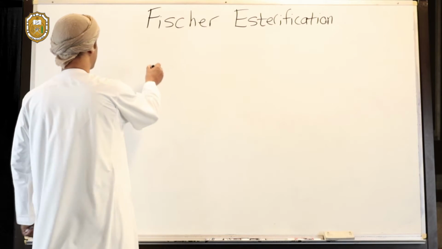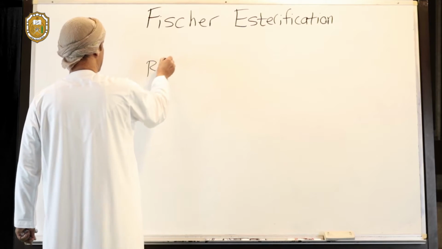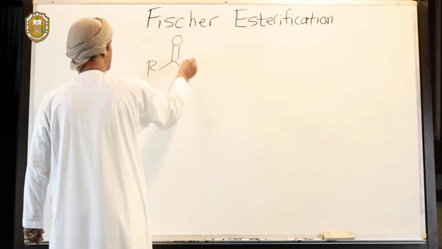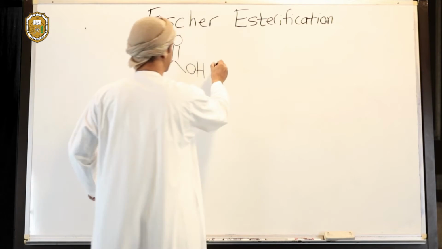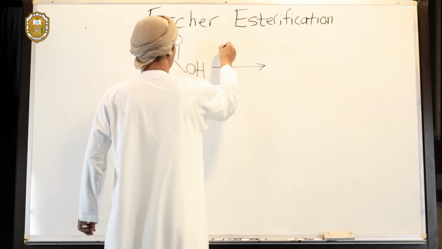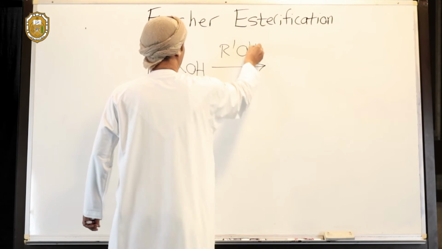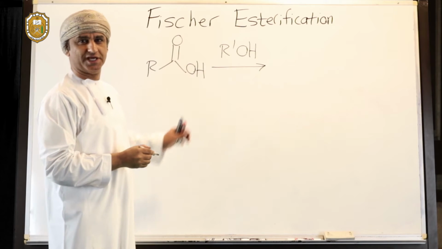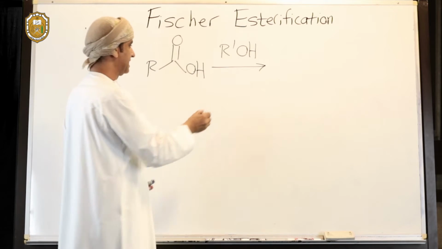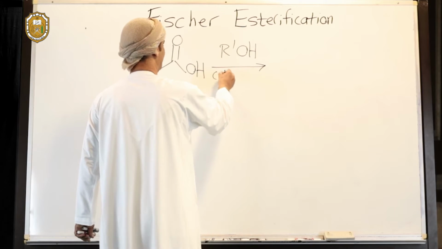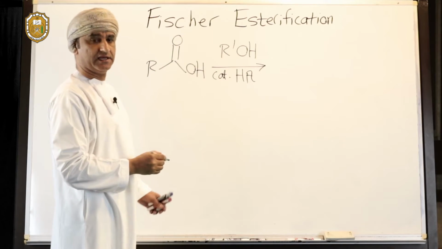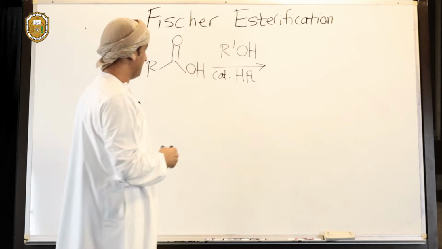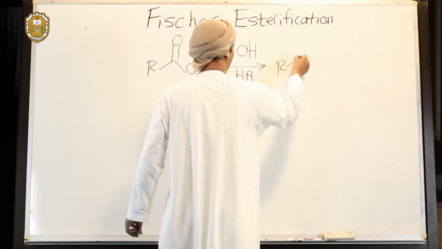So this is the general scheme. We take a carboxylic acid whose general structure is of this type. The carboxylic acid is treated with an alcohol whose general structure is ROH in the presence of catalytic acid, something like HA in general, and then we get the corresponding ester.